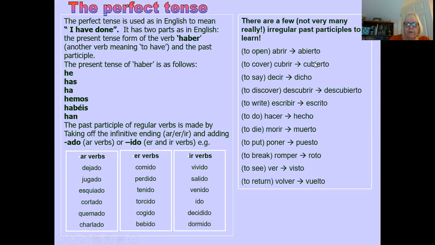Reminder here, there are some irregular past participles. There aren't that many, but there are some. You need to know those. Some are highly or frequently used. Things like hecho from hacer. He hecho, I have done. He escrito, I have written. He dicho, I have said. So pause the video and write that down and make a note of it. Or find it in your verb tables, which you have got, and you should be able to refer to them quite easily. Okay, I'm going to move on. So I'm going to move on now. You move on when you're ready.